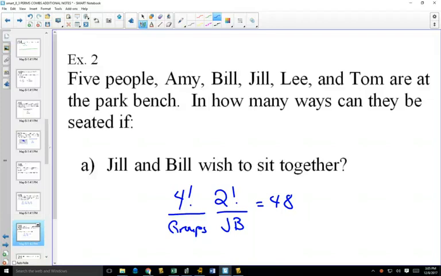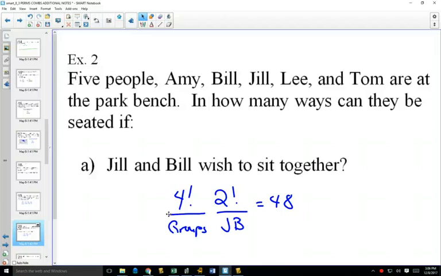Because it could be Jill Bill or Bill Jill, right? Depending on which way they're sitting on the park bench, right? They're together on the end and Jill's on the end, or they're together on the end and Bill's on the end. They could be in the middle, and in the middle it could be Jill on Bill's left or Jill on Bill's right. So that's why there's 2 factorial, because that group could be arranged in 2 ways.